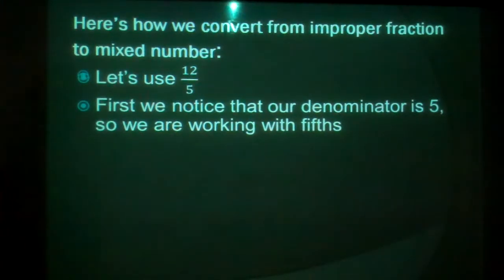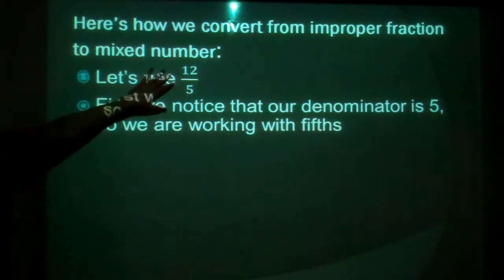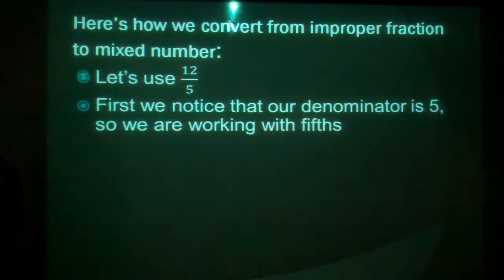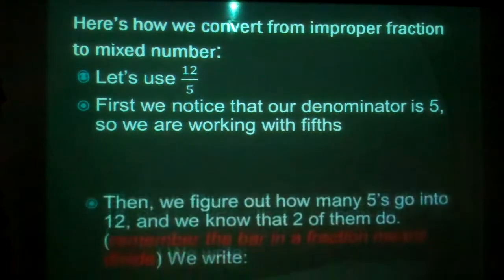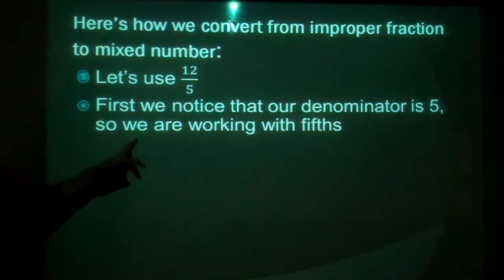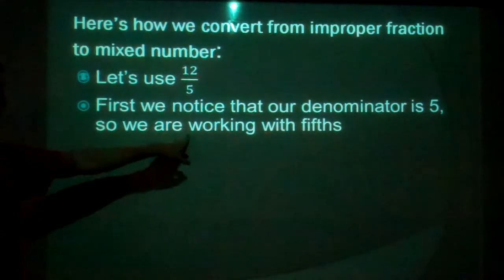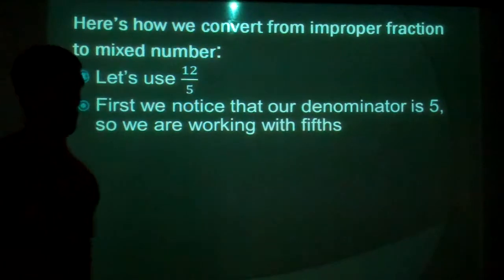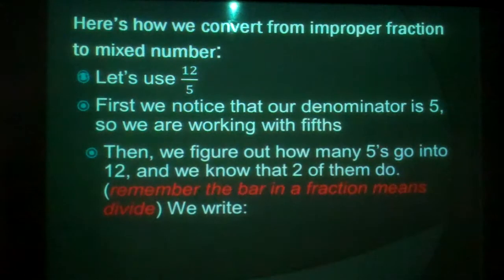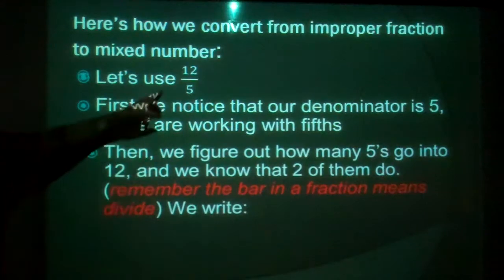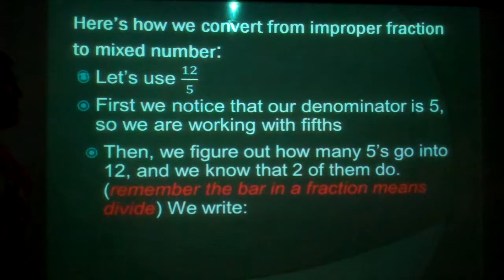Alright, we're going to use 12 over 5 as an example. This is greater than 1, so it's improper. And we notice that our denominator is 5. That means we're working with fifths. That's a good thing to know. Then we're going to figure out how many 5s go into 12. And we know that 2 of them do. And remember that the bar in a fraction means divide. Right here. That means divide.